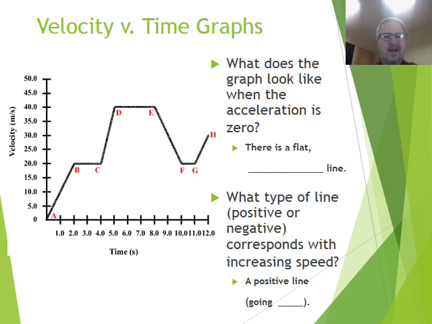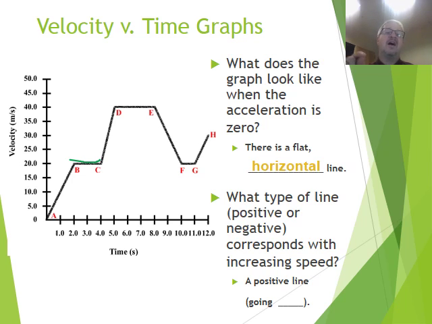All right, let's try looking at some more velocity versus time graphs. This one shows us a lot more information than the previous one did. And it asks us, what does the graph look like when the acceleration is 0? Well, there should be a flat horizontal line. So what are some flat horizontal lines on our graph here? Well, we have the line segment from B to C. That would be one point at which the acceleration is 0. So it's maintaining the same speed.